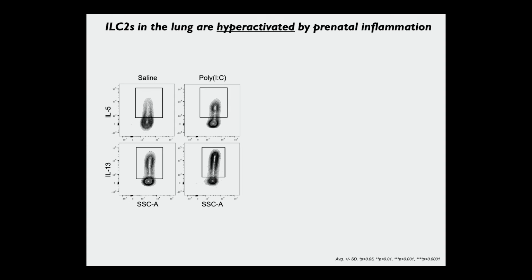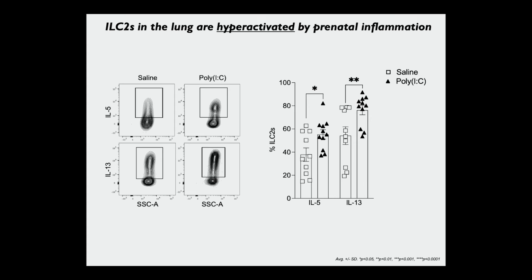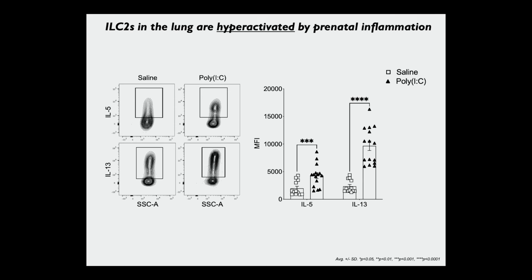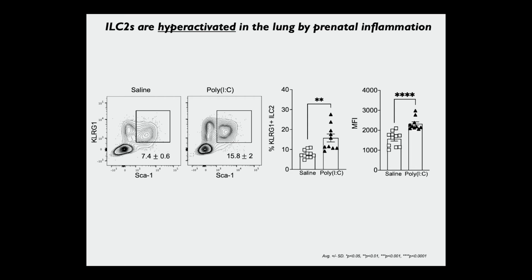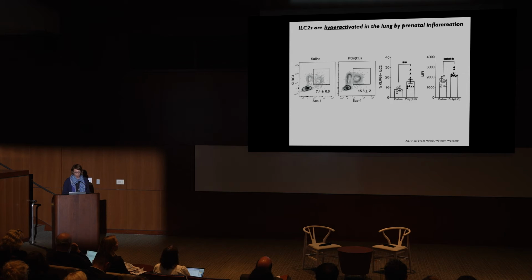These cells function to produce IL-5 and IL-13 like Th2 cells. And what he found is that when we look at the percent of cells that are producing IL-5 and IL-13, we see more in the postnatal 14 lung. But we also see that these cells just produce more as measured by MFI. So there are more cells producing IL-5 and IL-13, and they just produce more. So these cells are not only expanded, they're also hyperactivated, and they also express more KLRG1, which is an inflammatory marker for these ILC2s. So these are just hyperactivated cells across the board.